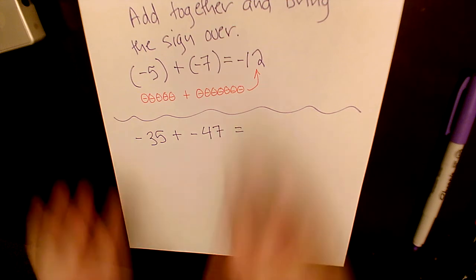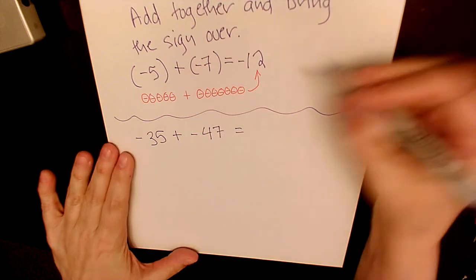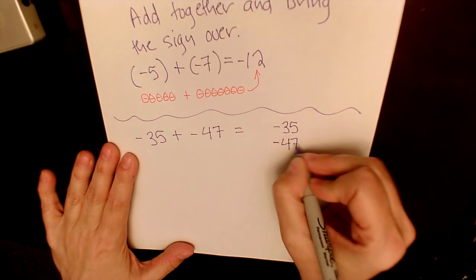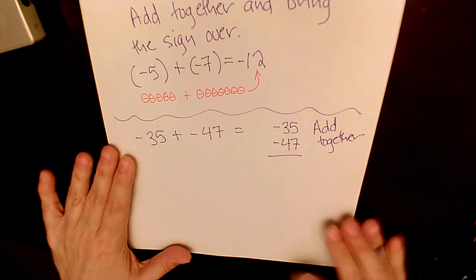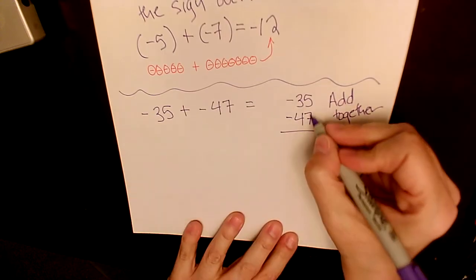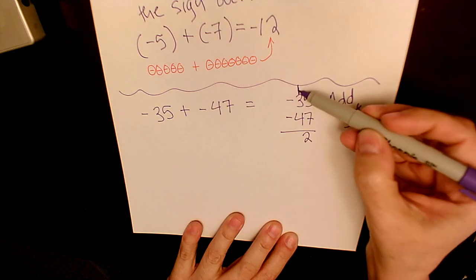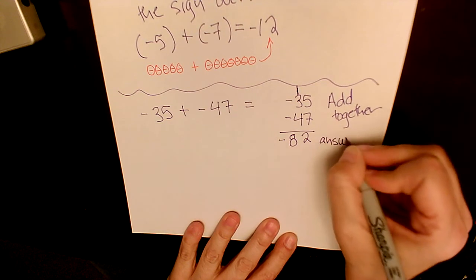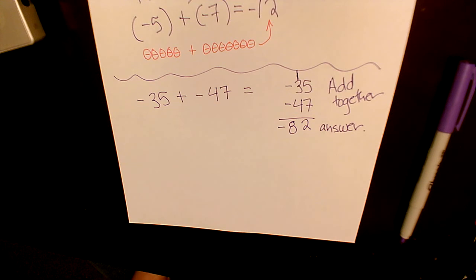Okay, so whenever I am adding two negative numbers like I am here, I'm just going to add them together and bring the sign over. So I'm going to add them together. Okay, and let's see, I've got 5 and 7, which is 12. I'm going to carry the 1. And 1 and 3, 4 and 4 is 8. I'm going to bring down the sign. So my answer is -82. So we just add down and bring the sign down.